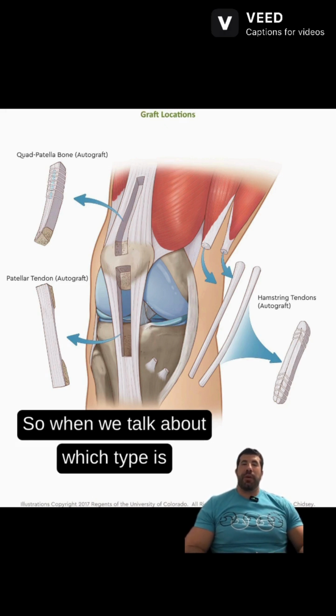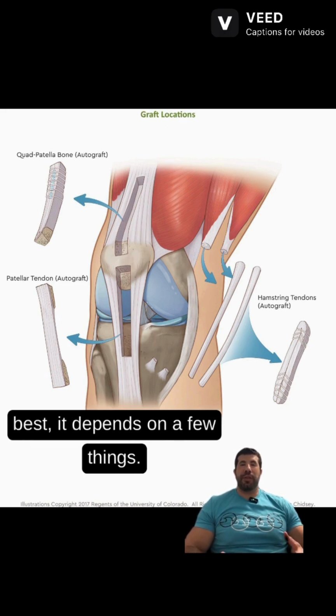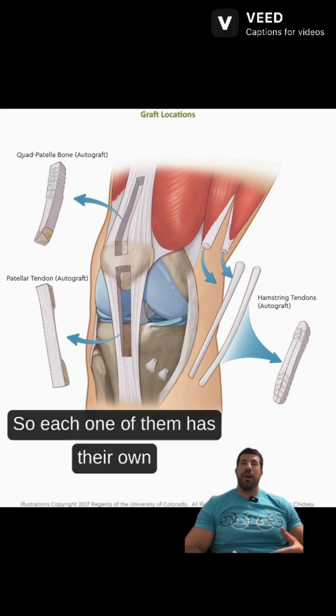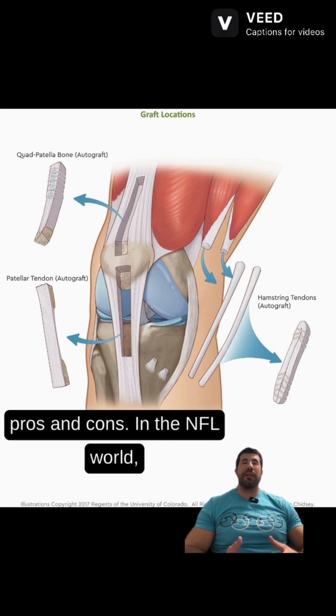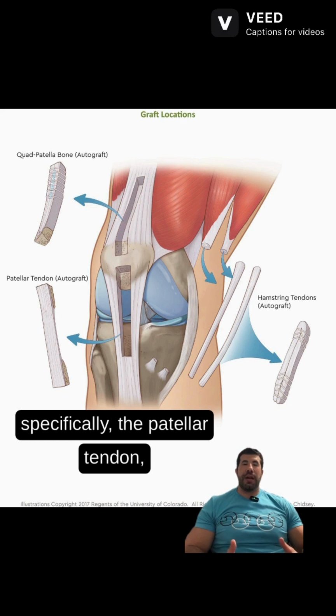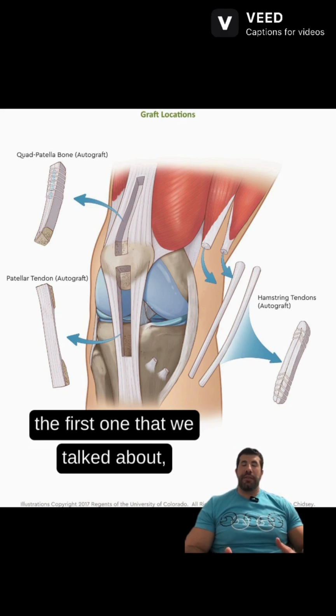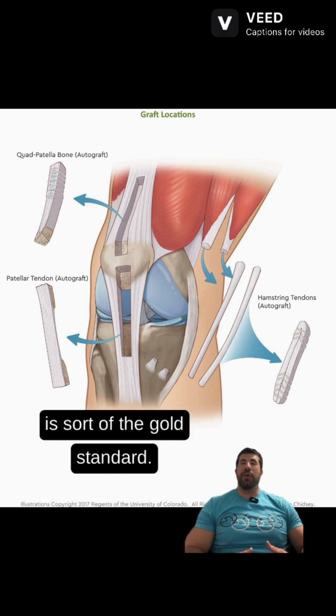So when we talk about which type is best, it depends on a few things. Each one of them has their own pros and cons. In the NFL world specifically, the patellar tendon, the first one that we talked about, is sort of the gold standard.